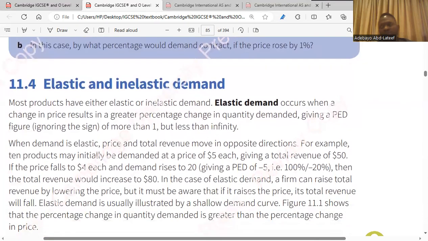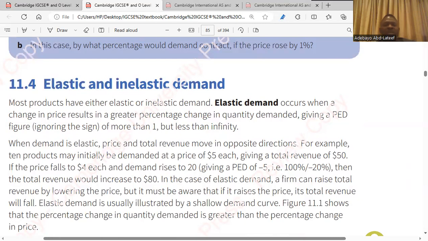So we go to elastic and inelastic demand. Are you there? Yes. So most products have either elastic or inelastic demand. Elastic demand occurs when the change in price results in a greater percentage change in the quantity demanded. Give a PED figure, ignoring the sign, of more than 1 but less than infinity. So we don't need the sign here.